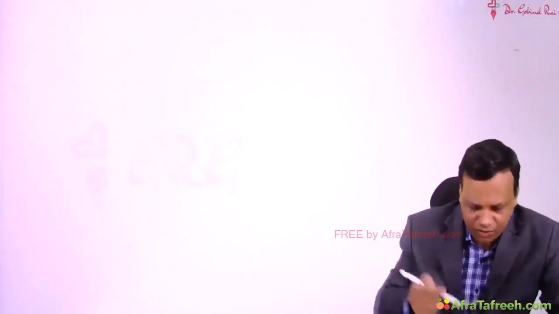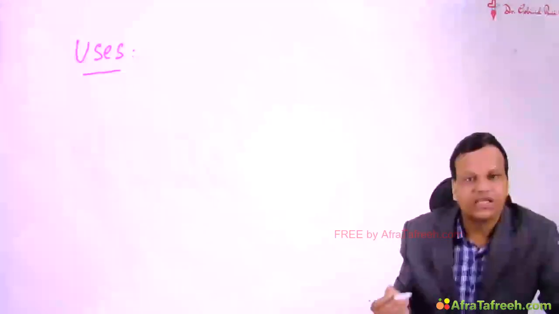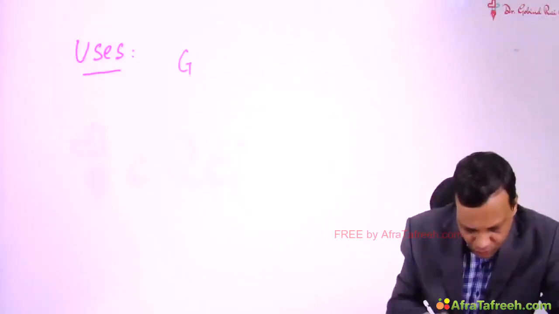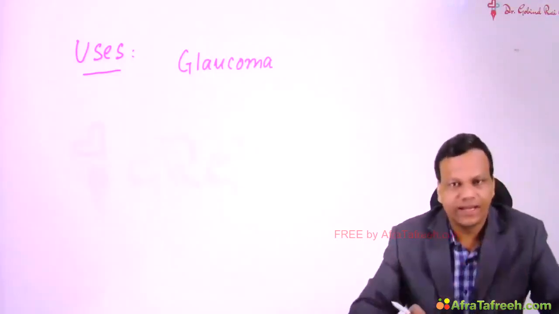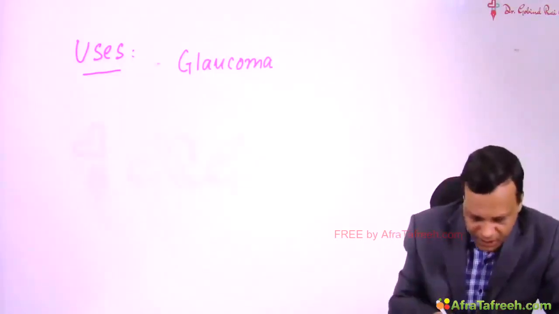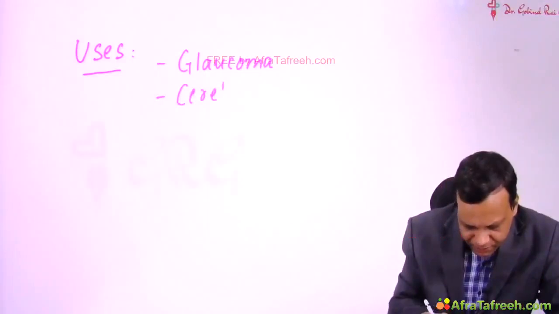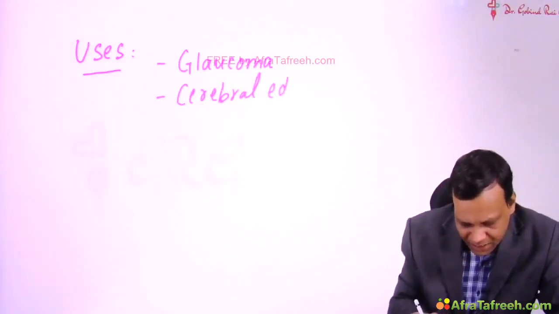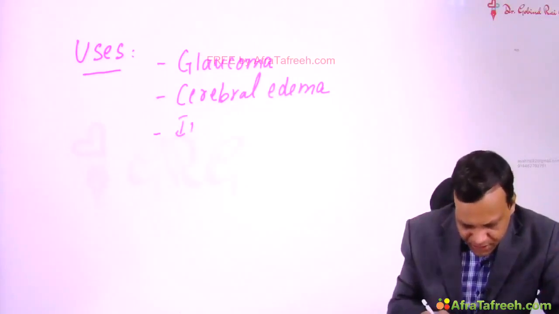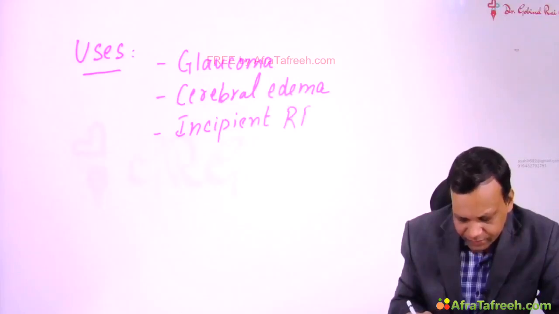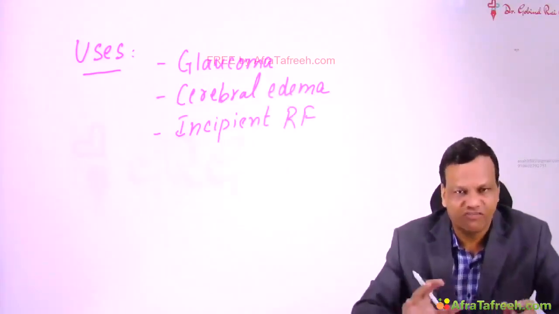Now, if we revise the important points regarding mannitol, what are the important uses of mannitol? Mannitol is used for glaucoma, angle closure glaucoma, particularly during an acute attack, acute congestive glaucoma. It is used in cerebral edema, and just now we discussed it is used in incipient renal failure, or simply we say partial renal failure. These are the important uses of mannitol.